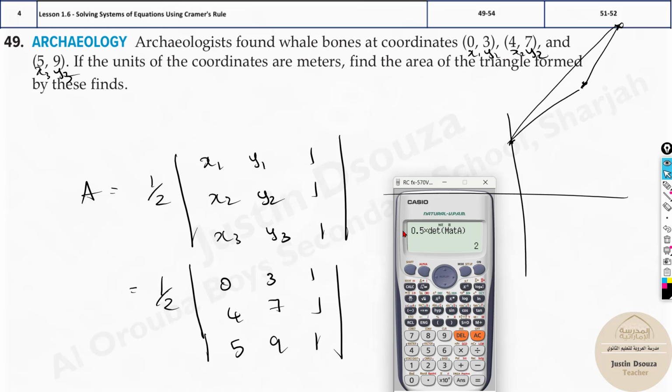So this must be the answer. It is 2. So the final answer must be 2, and since it's in meters, it's meter squared. Determinant is a single value. You won't get a matrix, it will be a value. Determinant over here is 4. Now if I just remove this, just the determinant is 4, multiplied with half, that will be 2 meters squared.